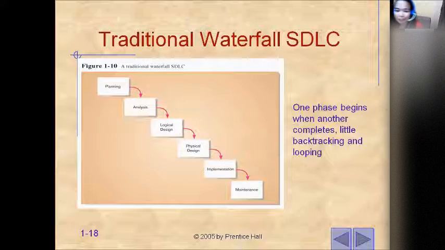Meaning to say, in the traditional waterfall SDLC, you have to carefully finish the planning phase before moving on to the analysis phase. It takes time, because the analysis of risk takes time. You have to check thoroughly if this phase is complete before moving on to the next phase. So that's the traditional waterfall SDLC.